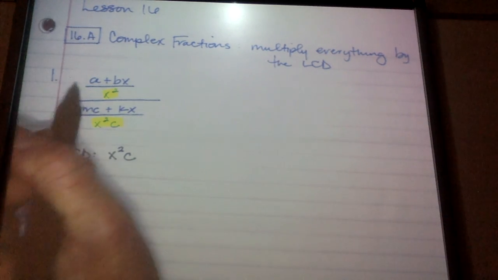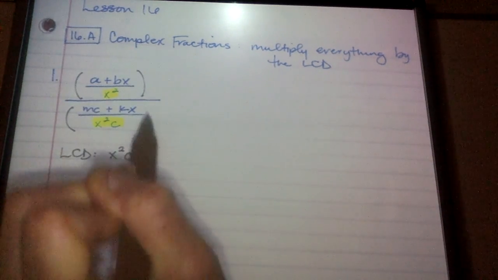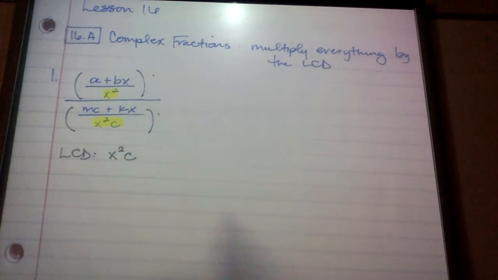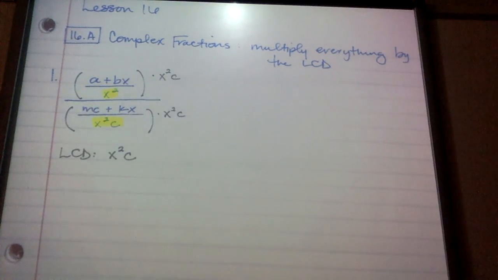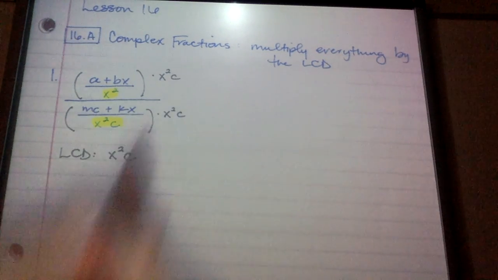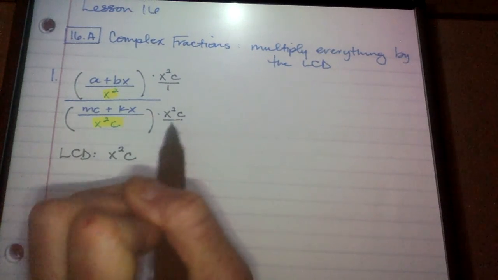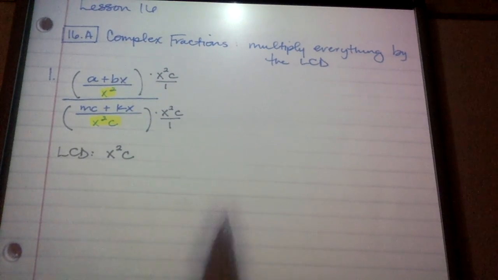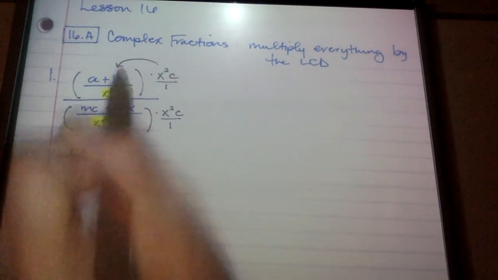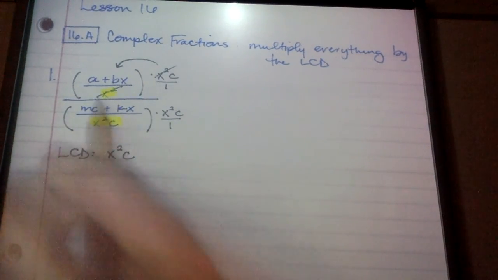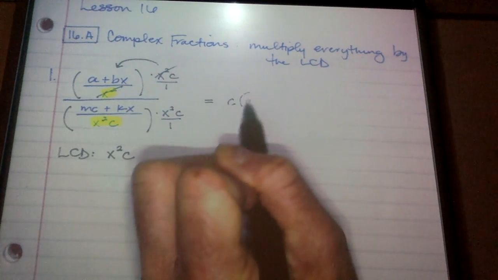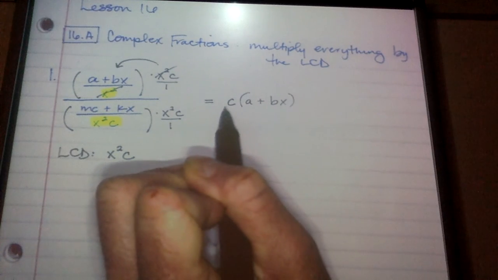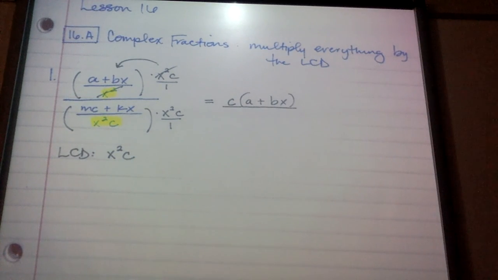And I'm then going to multiply the top and bottom by my LCD of x squared c. Now, if it helps to visualize this, you have an invisible 1 underneath, and then I'm going to multiply. So if I multiply it by this first fraction, I know that the x squareds cancel when I multiply, and I'm left with c times a plus bx. And you can distribute now or later, but I just want you to see what we'd be multiplying.